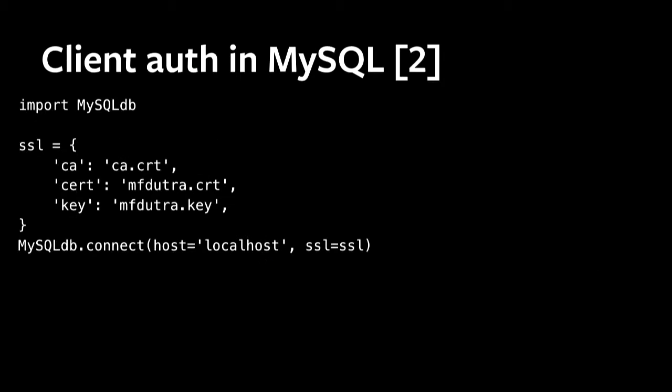On the client side, if I'm using Python, I can do that as well. So I can use MySQLdb, and instead of having user and password, I have this dictionary where I pass the CA that I trust, because the client also needs to authenticate the server, and then my own client certificate and my private key. And then I connect to any host with SSL, no passwords at all. So this is way, way more secure than ever using passwords.